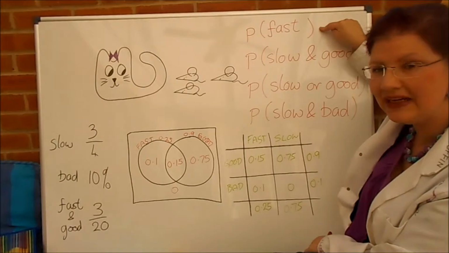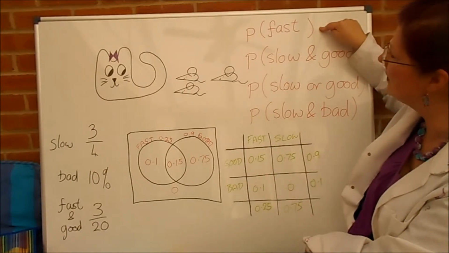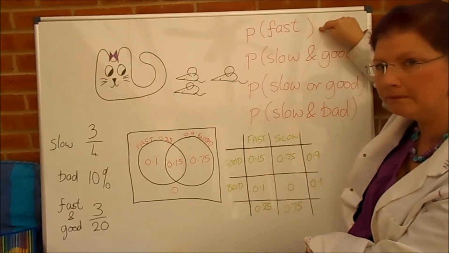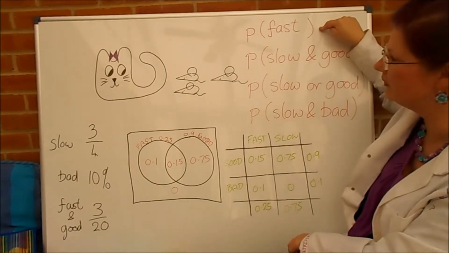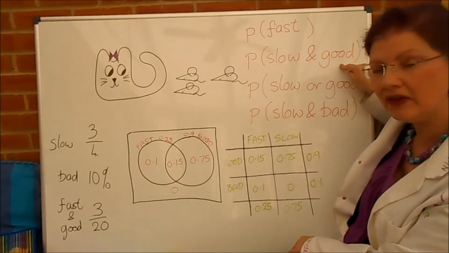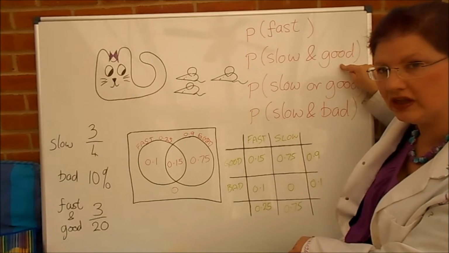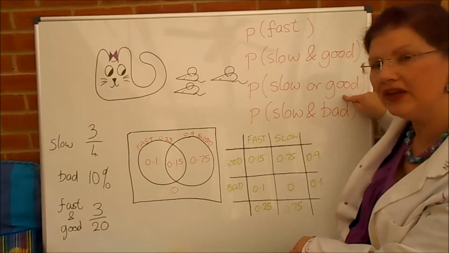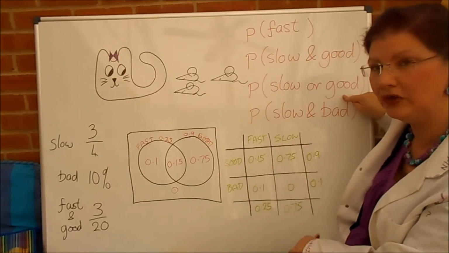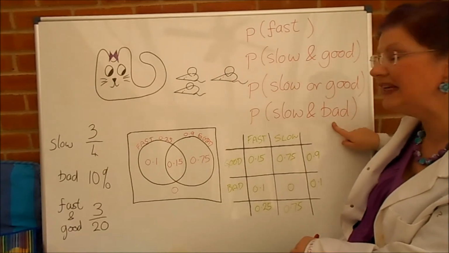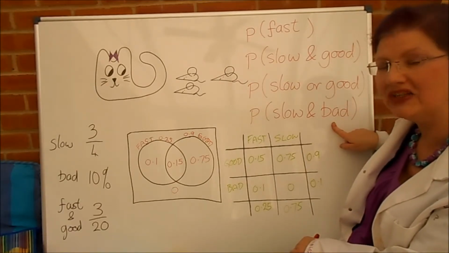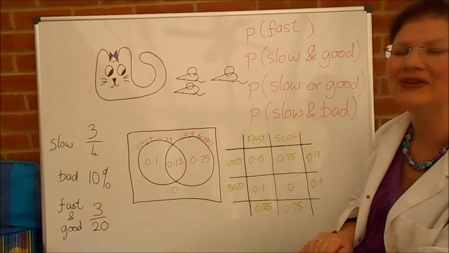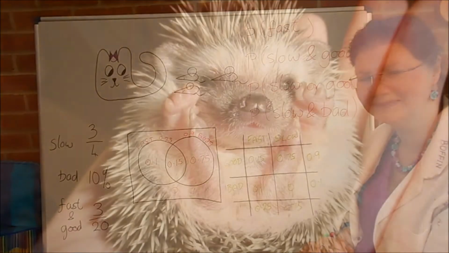What is the probability that any mouse in the area of Bathilda the Batty cat is a fast runner? You don't care whether they're good or bad at hiding, just a fast runner. Probability that they are slow at running and good at hiding. Probability that they are slow at running or good at hiding. Probability that they are slow and bad at hiding. Okay, so you answer all those and I'll see you in a minute.